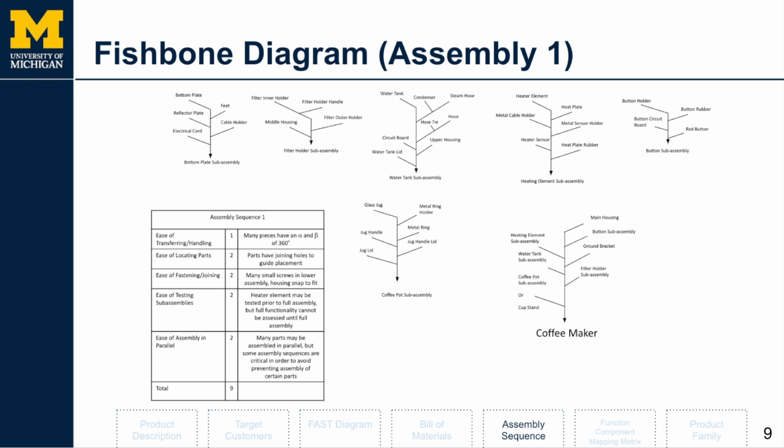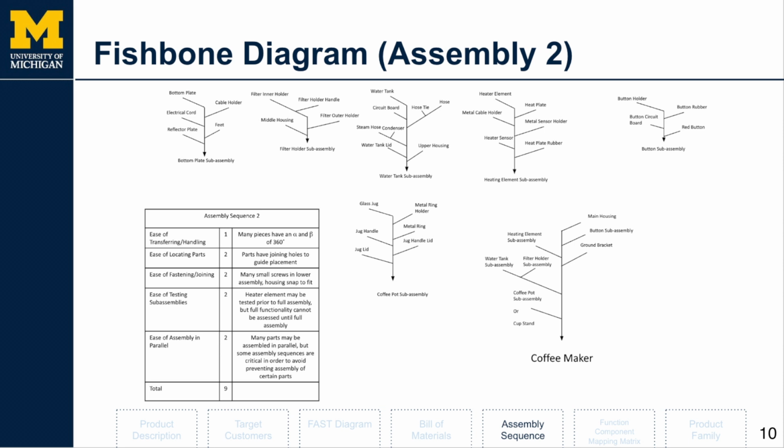The ease of locating parts, a couple small holes, but most of it is pretty well guided, so that gets a 2. Ease of fastening and joining. There are a number of small screws, especially in the heater subassembly, but after that, the main housing is snap fit, so that gets a 2 as well. Ease of testing subassemblies. The heater subassembly can get tested, get powered on with the circuit board before it's assembled, but for the full functionality, you have to assemble the entire thing before you can really test it. So it gets a 2. Ease of assembly in parallel. As you can see, we're assembling a lot of stuff in parallel, so that gets a 2 as well, for a total score of 9 out of 15.